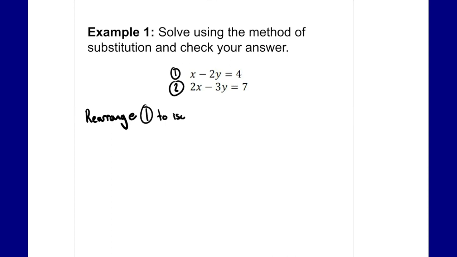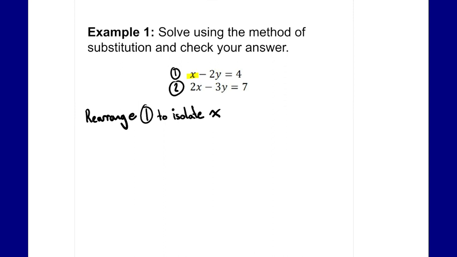to isolate x. If I look at equation 1, this x variable is by itself in the sense there's no number attached to it, it's just x. So I can easily rearrange for that variable. Now, in some cases, maybe you rearrange for y. Maybe you rearrange for x. It just depends on what equations are given to you. So it might change, but again, we'll look at some examples of the other way as well.